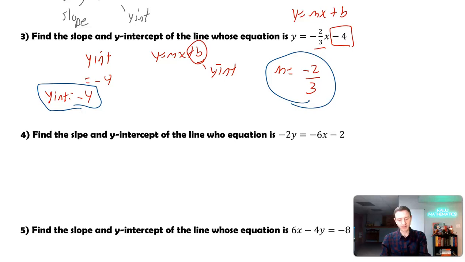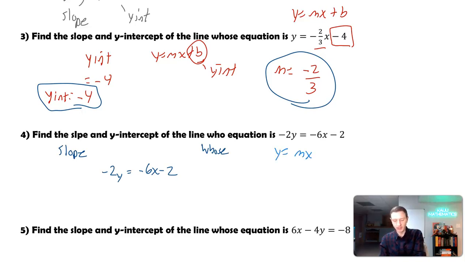Number 4, find the slope and y-intercept of the line whose equation is negative 2y equals negative 6x minus 2. What we want in the end is this equation in the form y equals mx plus b. Don't look at this and say, oh, negative 2 is the y-intercept, negative 6 is the slope, because it's not in that mx plus b form.